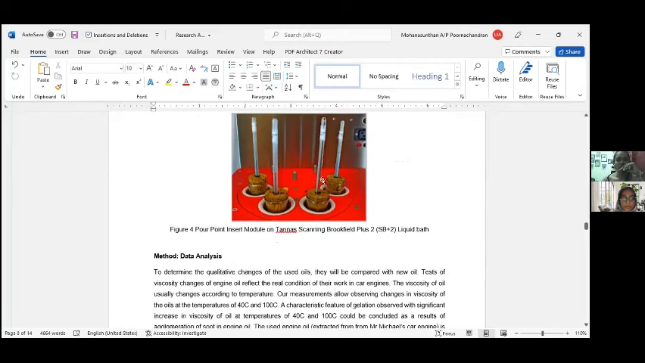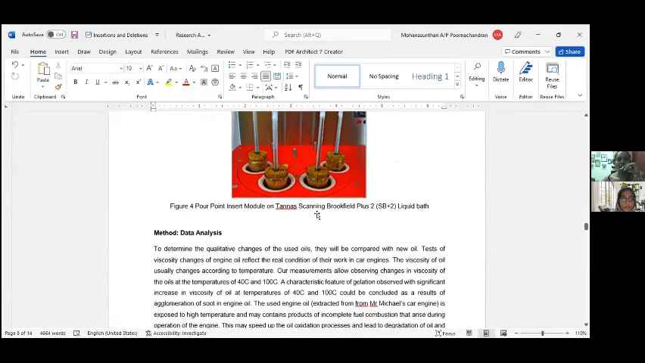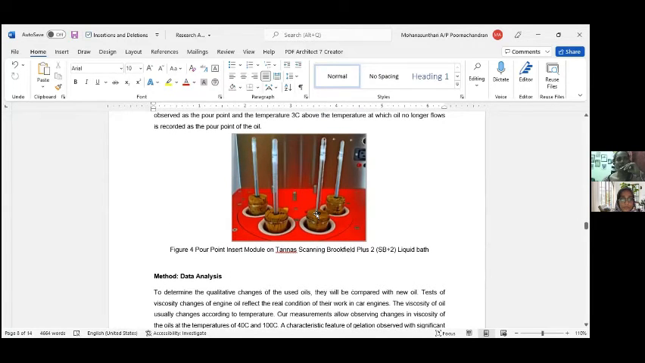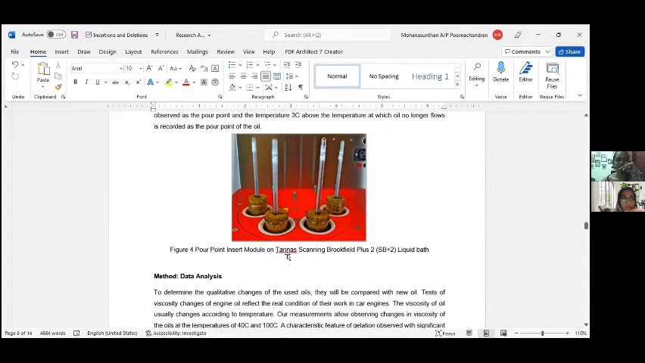Okay, so we will be using this insert module. It is a pour point insert module on the scanning Brookfield liquid bath. And this pour point technique is a manual technique where you take the sample out and manually observe the oil, whether it has become viscous or not.